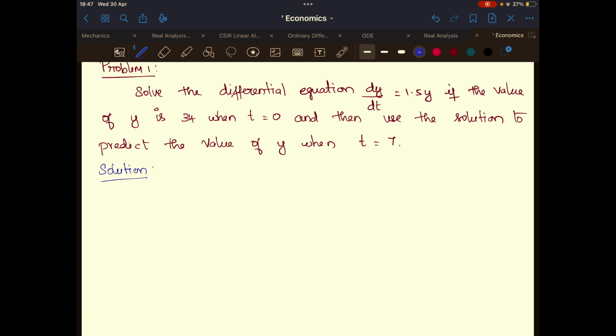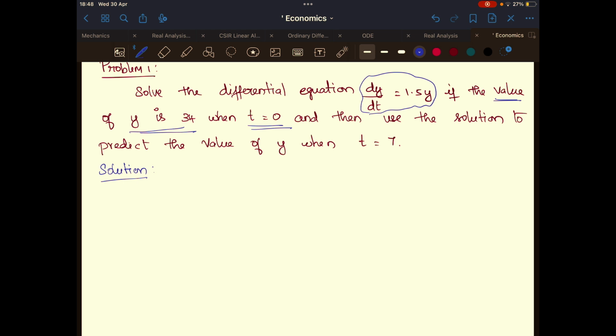Look at the problem. You can say that it is homogeneous because it has no constant. So straight away you can go to the value. If y is 34 when t equal to 0, then immediately they are asking about the definite solution. So you should not stop at the general solution. You have to go one more step for the definite solution, and then use the solution to predict the value of y when t equal to 7.